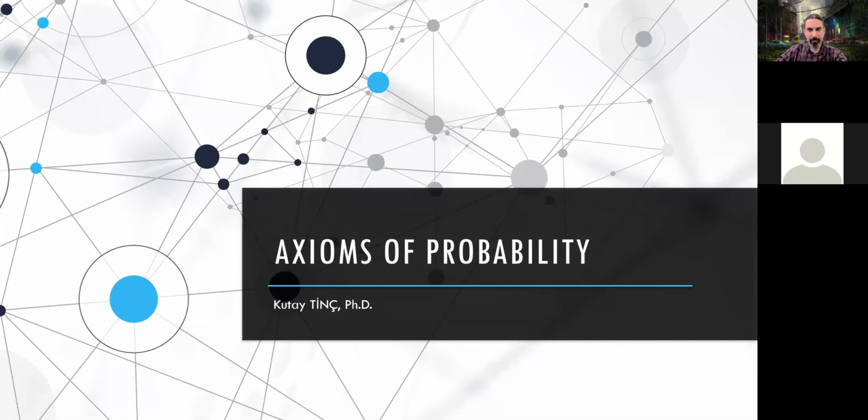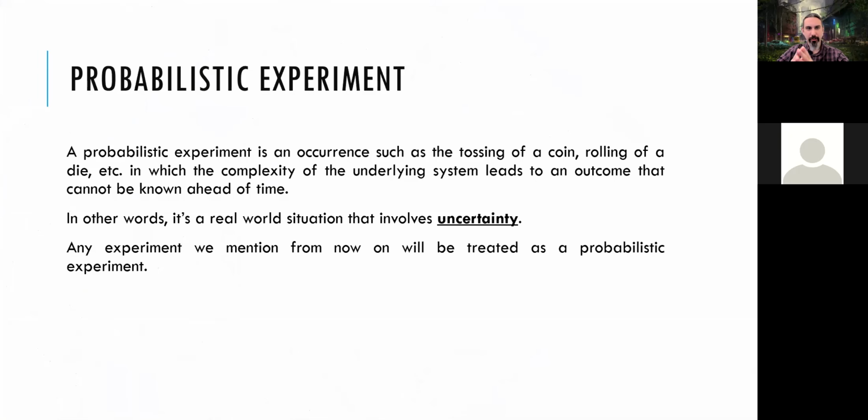Actions of probability. Now, when we're talking about probability, we're actually talking about a probabilistic experiment, because we need to be able to conduct an experiment to find out the probability of its results. So when we talk about a probabilistic experiment, we are talking about some kind of experiment that involves uncertainty, like tossing a coin or, I don't know, rolling a dice or something like that.